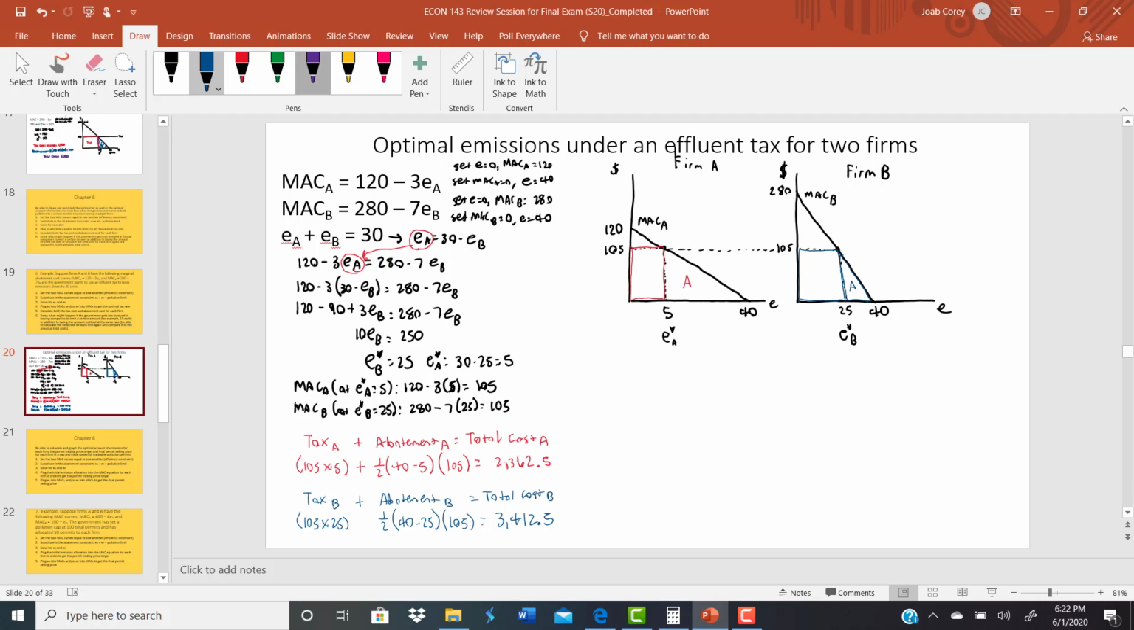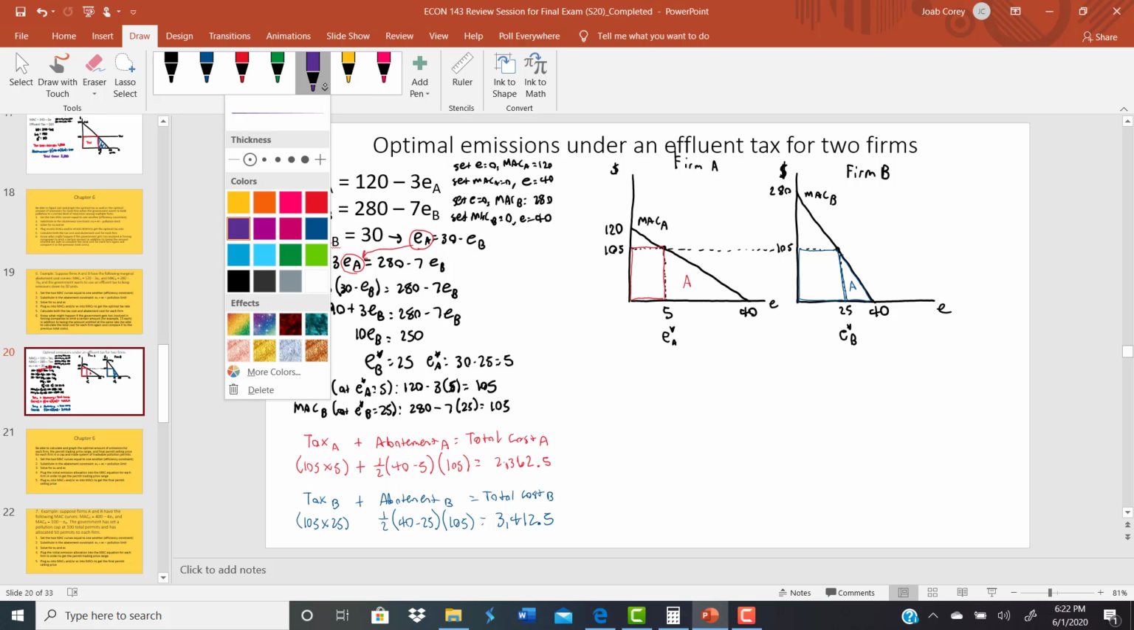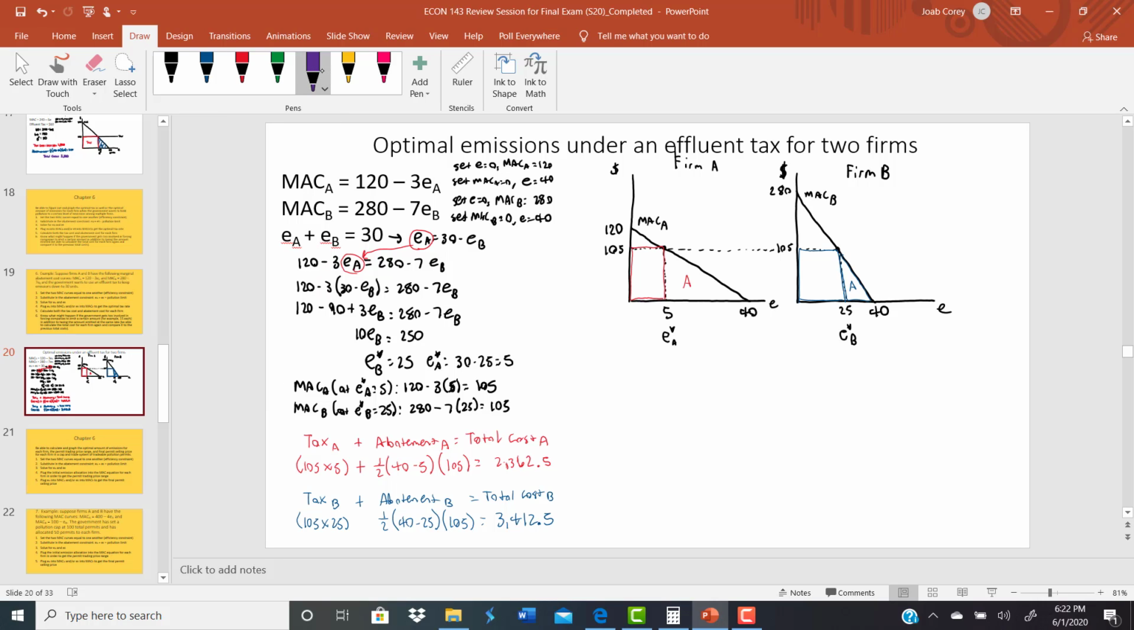So let's go ahead and use say purple here, for firm A. Let's say that the government sets the emissions for firm A equal to 15. So the marginal abatement cost for firm A at E sub A equals 15 can be calculated using our marginal abatement cost curve. We get 120 minus 3 times 15, or 120 minus 45, which is equal to 75.